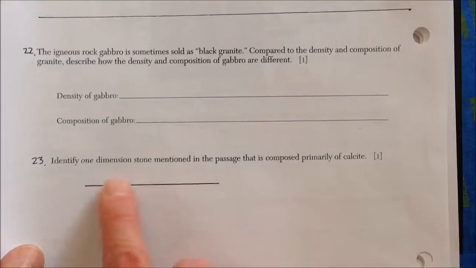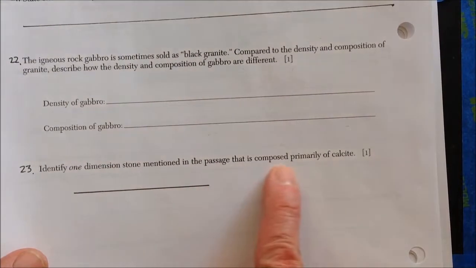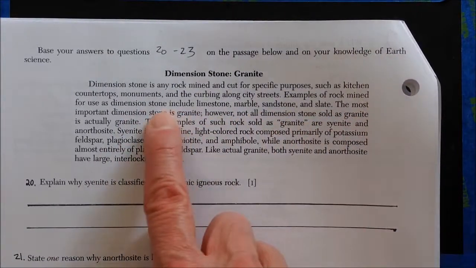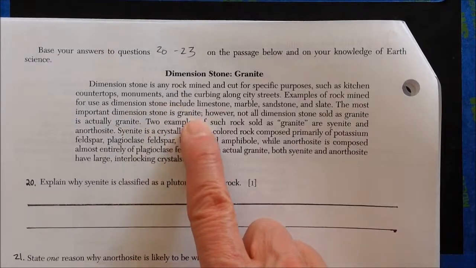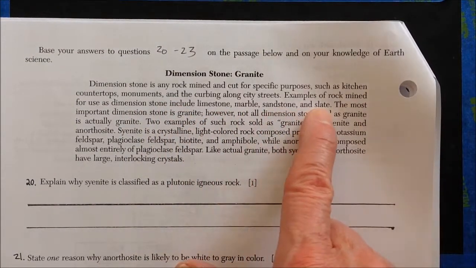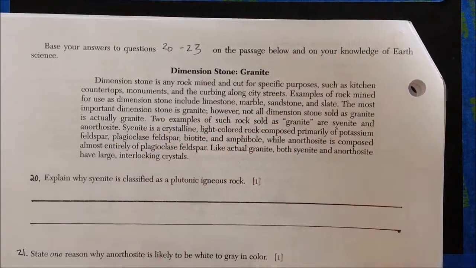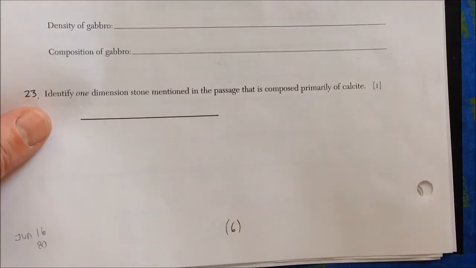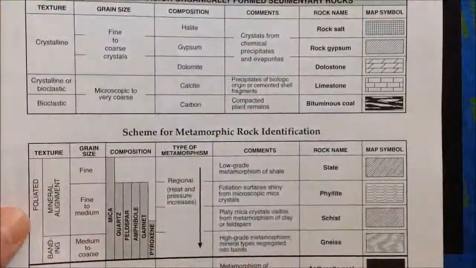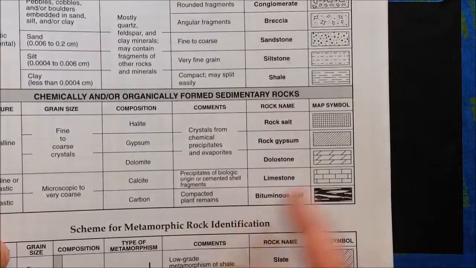Okay, and then 23 says identify one dimension stone mentioned in the passage that is composed primarily of calcite. Primarily means mainly of calcite. The dimension stones are up here, and you have to look through each one: limestone, marble, sandstone, slate, and there's granite and gabbro as well. So, composed primarily of calcite. You have to go to the reference table. You're not going to know this off the top of your head, and you have to look at all the mineral composition and go through that chart.